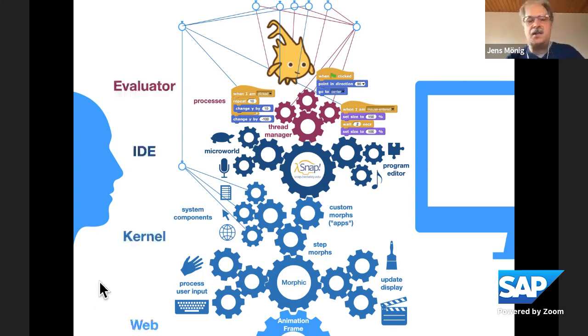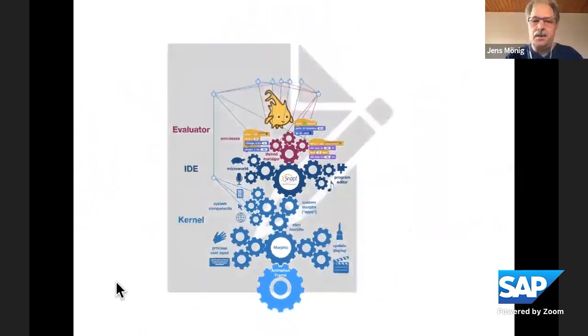And so this is basically our stack, if you will. On top of the web, we run our Morphic kernel, we run the Snap IDE, and inside the Snap IDE, we run the evaluator. And if you look at this, I made these gears not just so that they look nice, but it's actually sort of the truth, because all of this runs on top of a single thread, on top of a single process in lockstep. Each turn, 50 milliseconds, does all of that. And so this is all done by us.